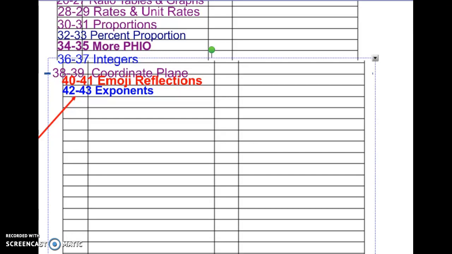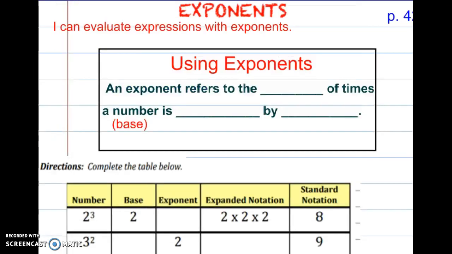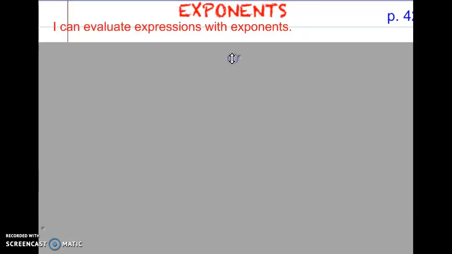Let me get to mine. If you will, label page 42, the title, and the I can statement. Page 42, the title is exponents, and the I can statement is our goal for today is I can evaluate expressions with exponents. Pause your video and label your page.